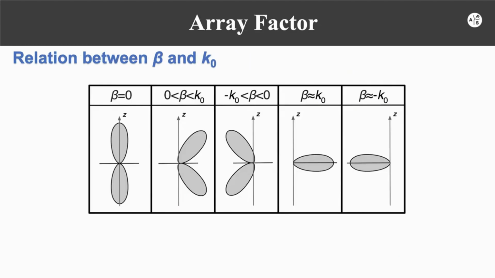Next, we need to develop an array factor with wideband end-fire radiation. Firstly, we analyze the relation between the propagation constant beta and the array factor. An end-fire radiation pattern of the array factor can only be produced when the value of beta is close to that of k0, which is the propagation constant in free space.